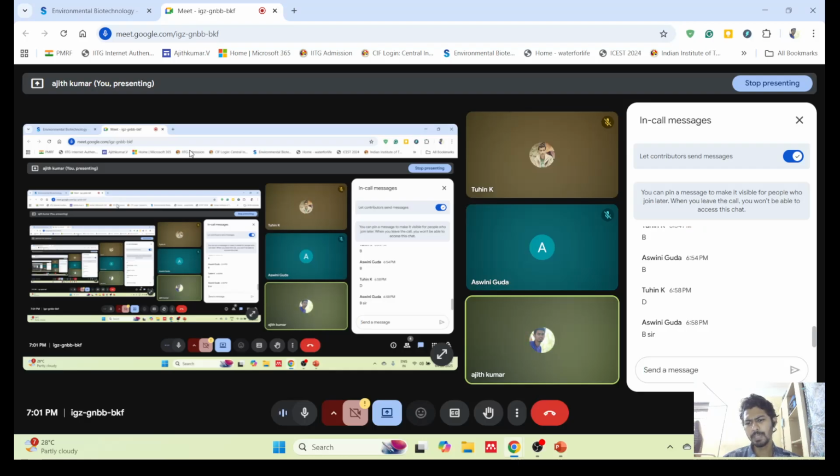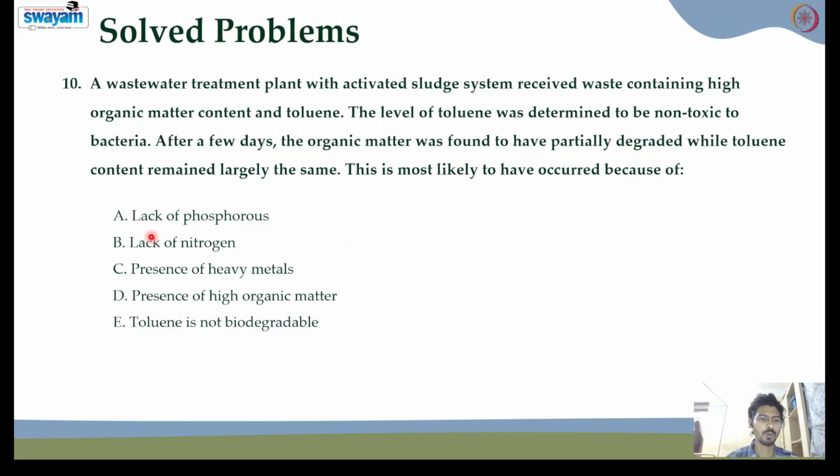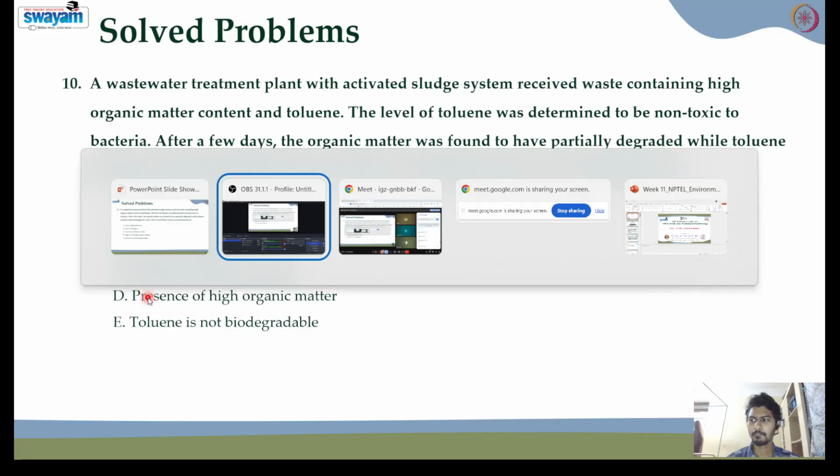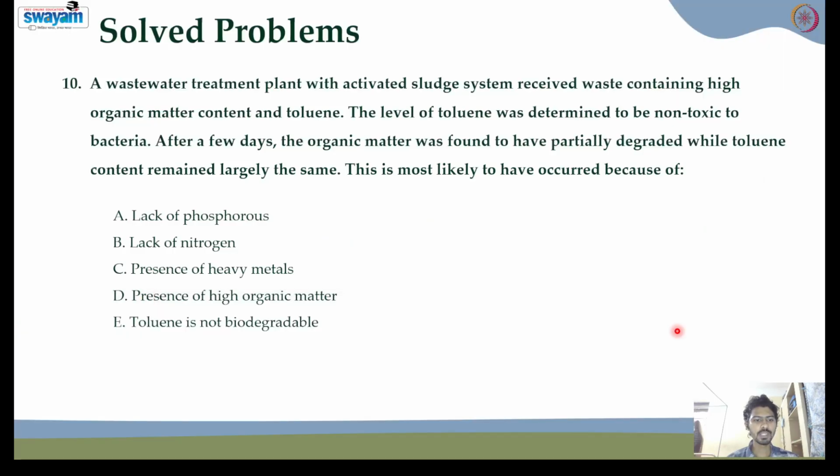Option B and D. Okay. Now only you are answering. Option E, because toluene is non-biodegradable. Okay. Any other answer?